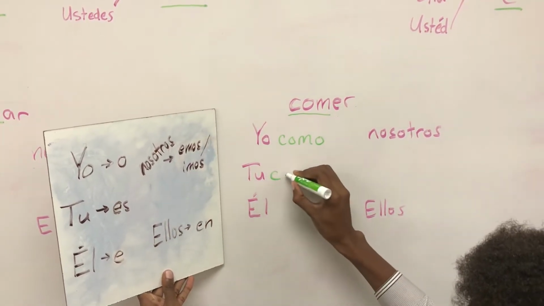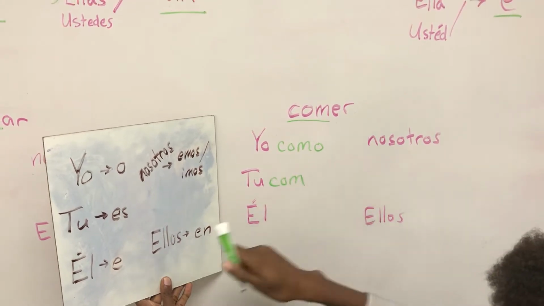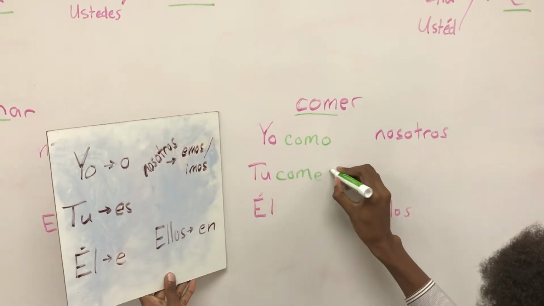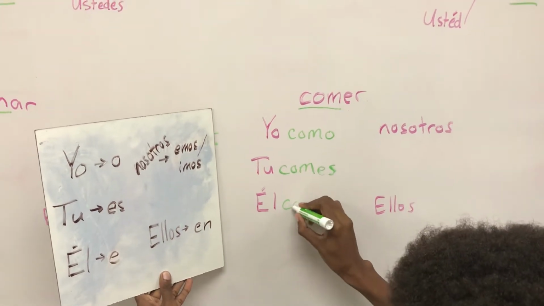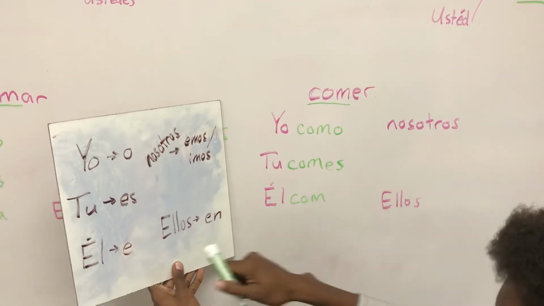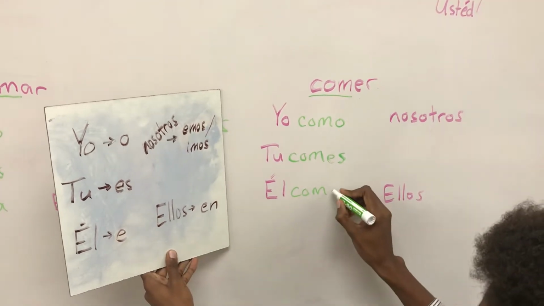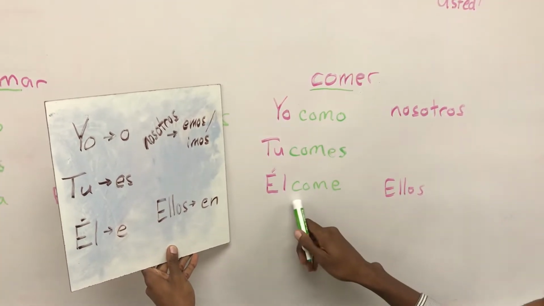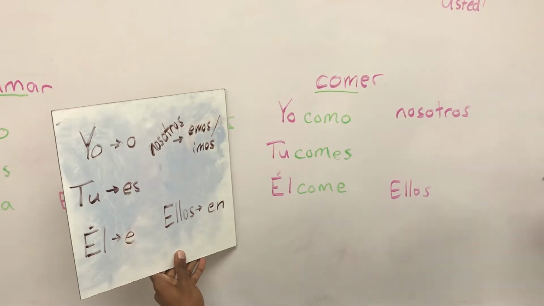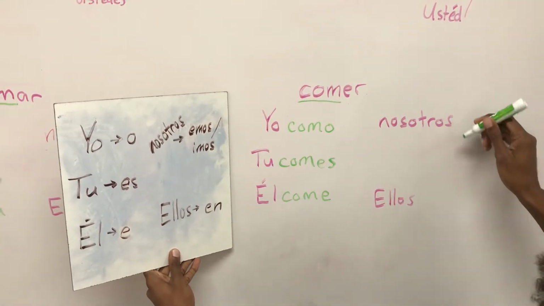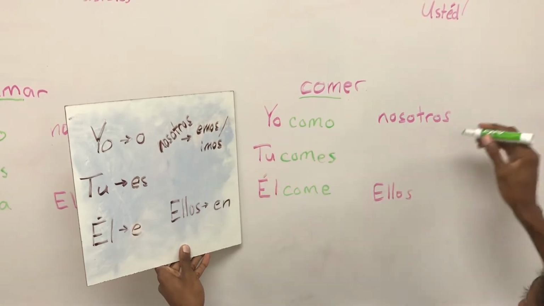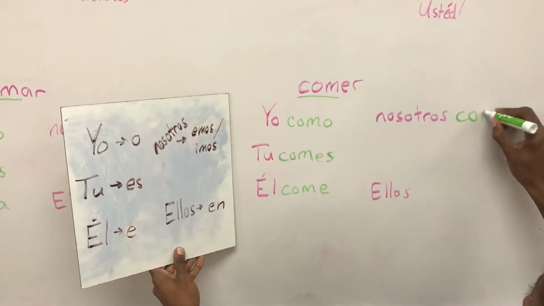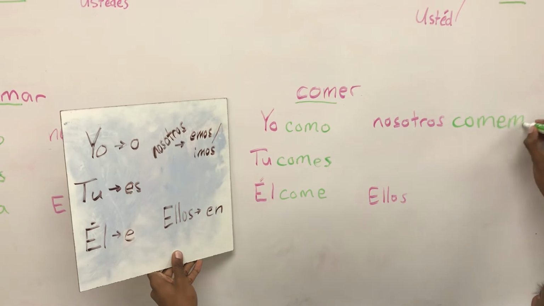Tú, you write the stem. Tú comes. Él, write the stem. And here it says, for él, you just add E. Él come. Nosotros. Now, does it end in ER or IR? It ends in ER, so we're going to use emos. So write the stem. Comemos.